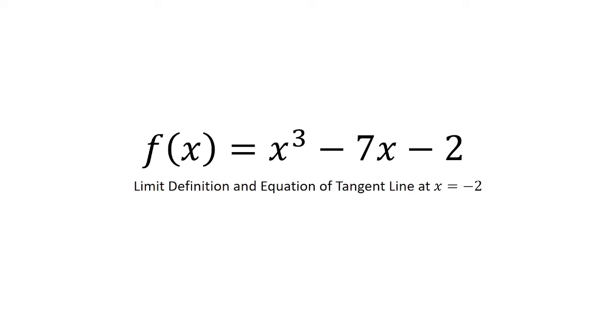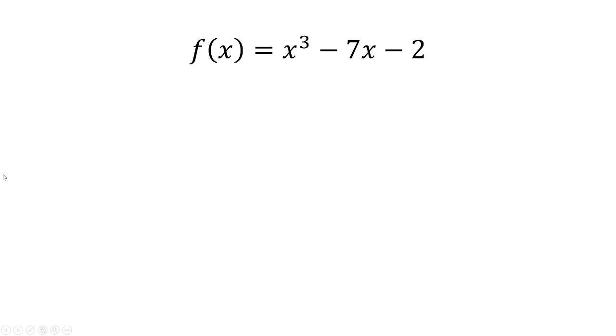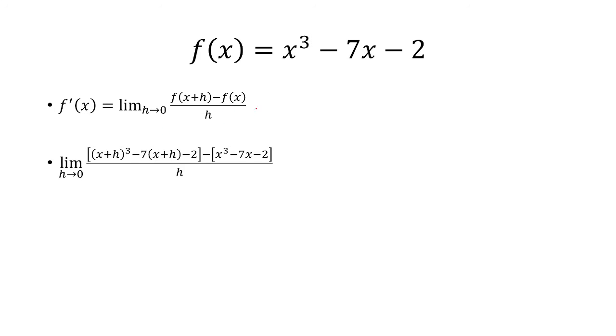Let's find the limit definition and the equation of the tangent line at x equals -2 of the function x cubed minus 7x minus 2. First, the limit definition is a limit as h approaches 0 of f of x plus h minus f of x all over h. So we're going to plug in x plus h in for every x value.